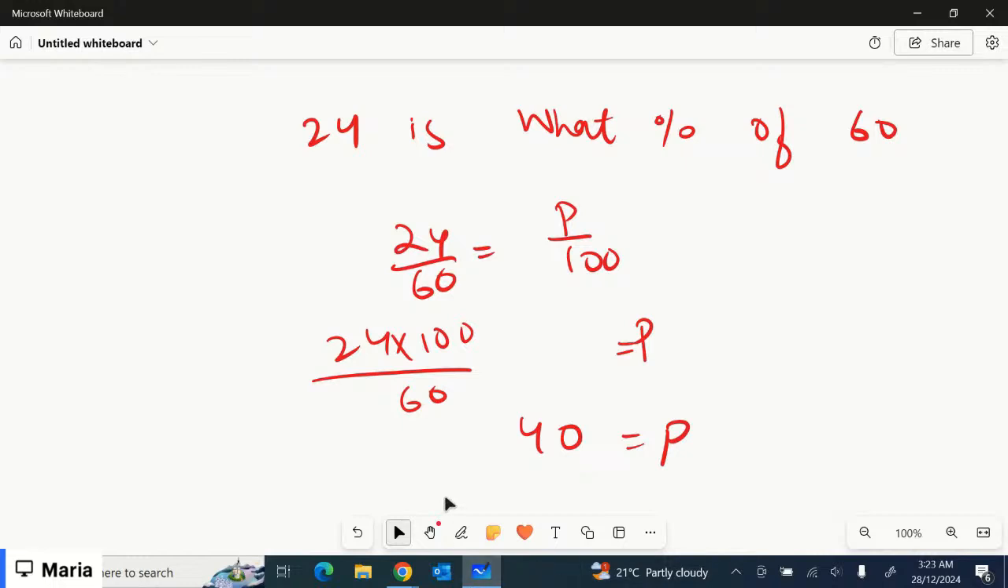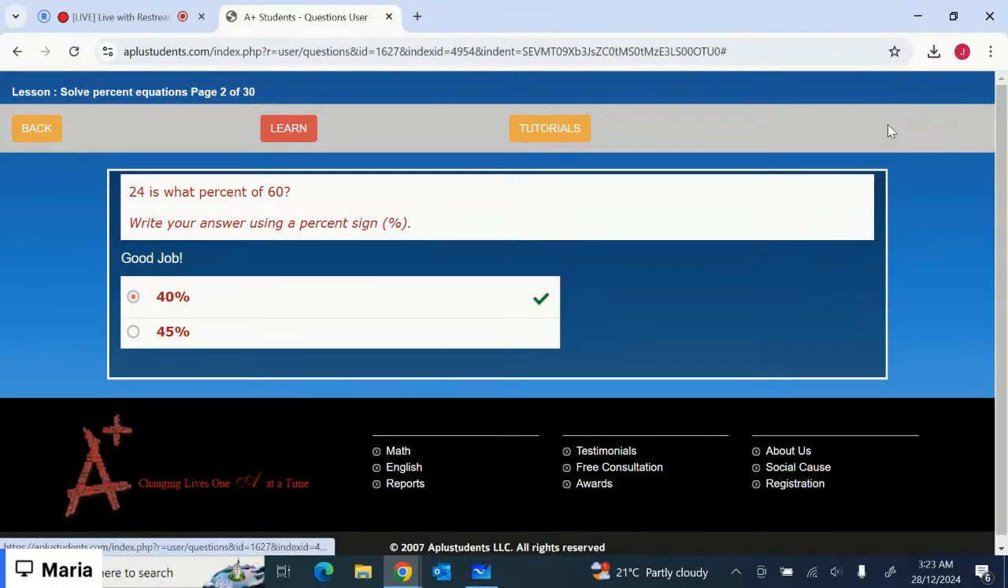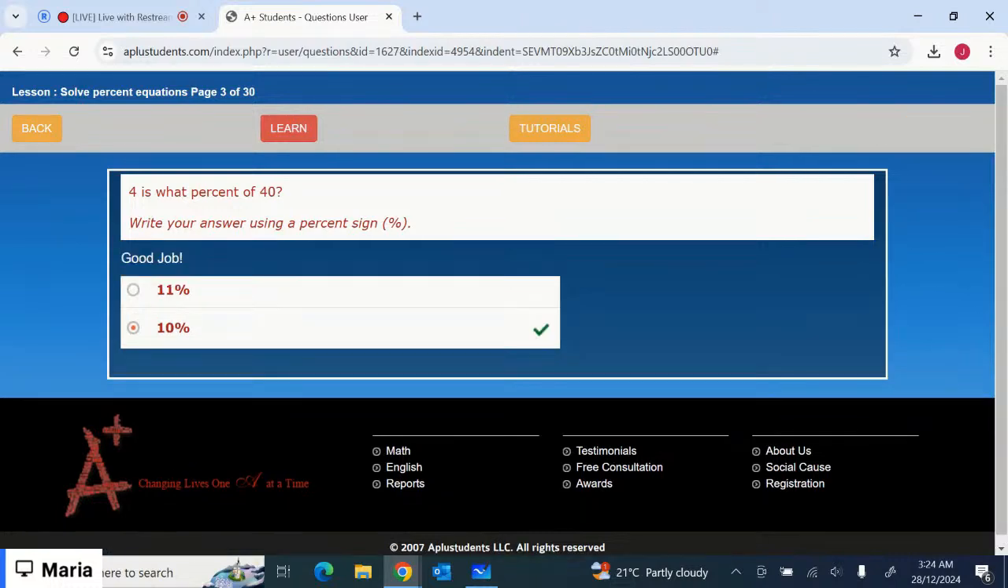The correct option is 40%. Option number 1 is the correct option. 4 is what percent of 40, which is the correct option? 4 is 10% of 40. The correct option is 10%.